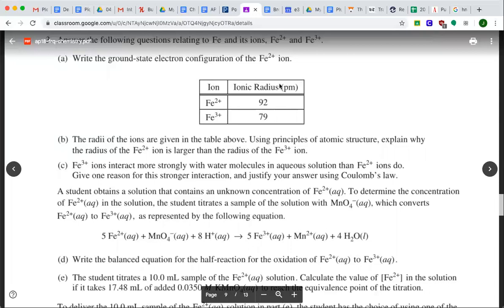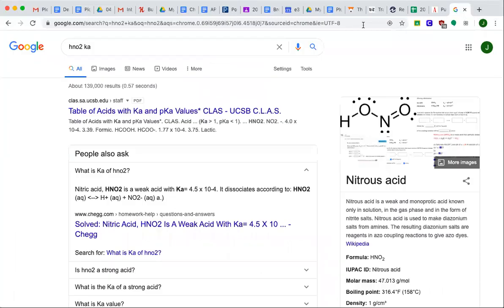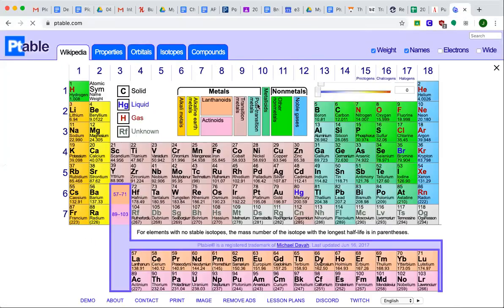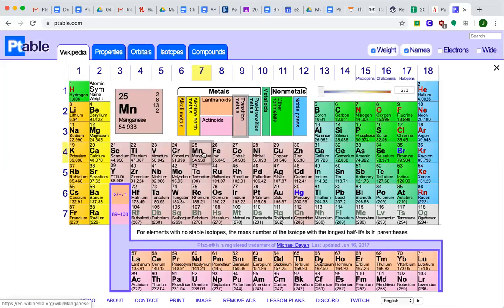Okay, so here we go. Write the ground state electron configuration for the Fe2 plus ion. Okay, well, that's easy. So let's look at our periodic table. So iron's over here, and this is going to be Fe2 plus. Oh, this might be a special case. Golly, that's kind of a bummer. I don't know if they want you to know that this is a special case or not. Let's take a look at it though.